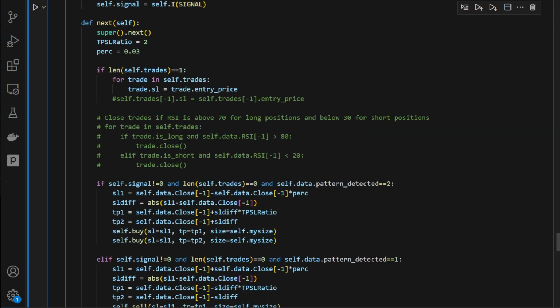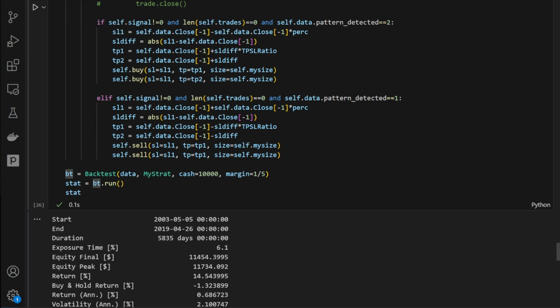And only when we have 1 trade on the market, which means that half of the position is already closed, we've reached already one of the take profits, we're going to change the stop loss and make it equal to the entry price, just as we have discussed in the beginning of this video when we've presented those trade management approaches.